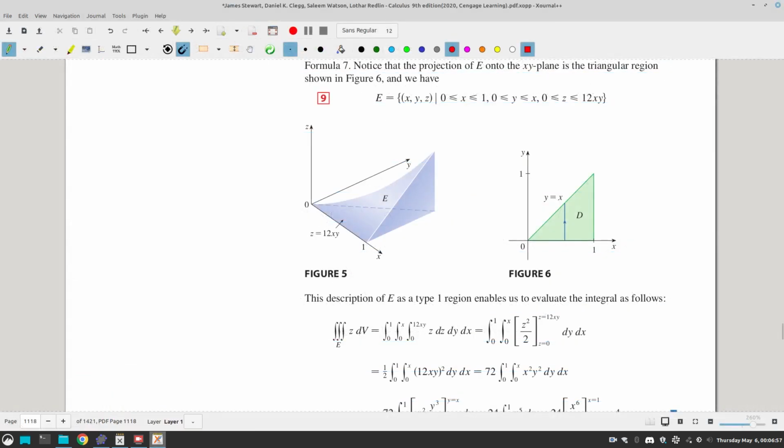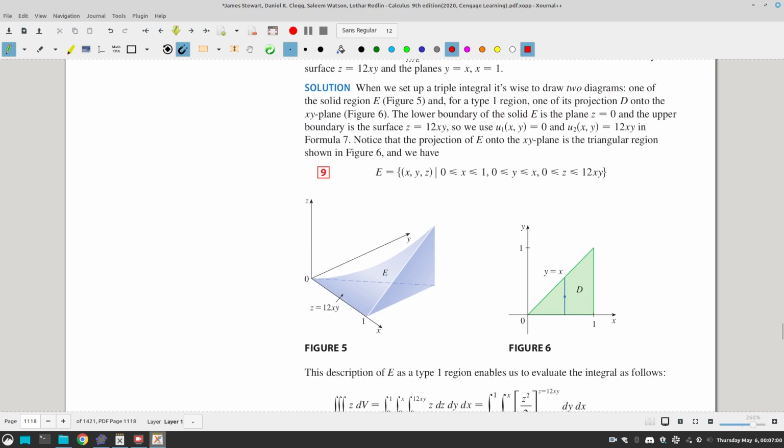So now let's have a look at the region. It's already sketched out for us, right? So the plane y equals x, of course, is basically an extension of the line y equals x above and below the xy plane. And you have the plane y equals 1, and you have the surface z equals 12xy. So this is the region E.